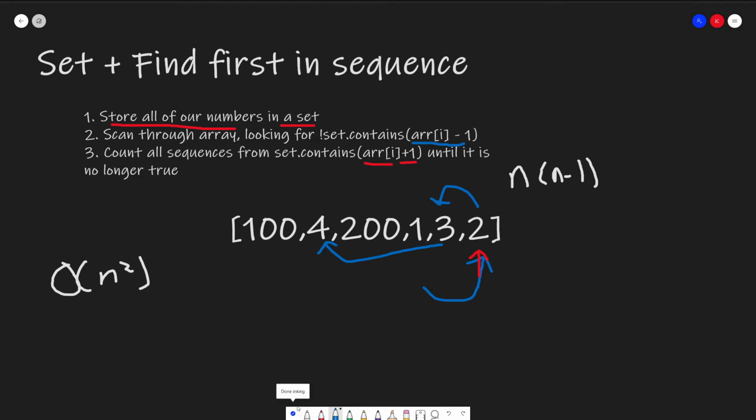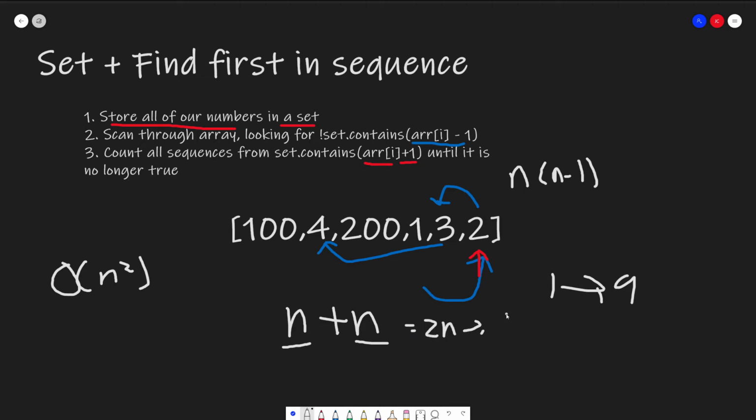By doing this, we now guarantee that at most we would scan through our elements n plus n times. For example, in an array from 1 to 9, we would scan through it n times because we would start at 1, which is our lowest sequence value, and then we go all the way to 9, and then we would scan it another n times to look for other sequences, which we don't find. n plus n will give us 2n, which is amortized to O of n.